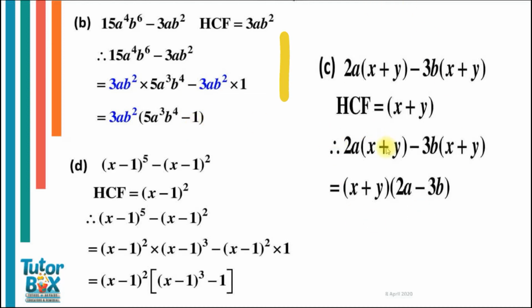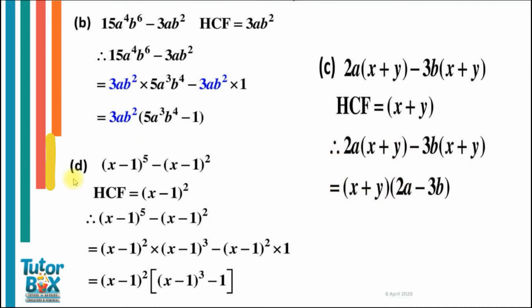Then for c, quickly, we have 2a(x plus y) minus 3b(x plus y). The highest common factor is x plus y. One that's common here is x plus y, and the other one that's common there is x plus y. 2 is not really common because if you divide the 3 by the 2, you're going to get remainders and decimals, so we don't want that. If I take out my x plus y, for the first term, dividing by x plus y, I'll be left with 2a, and here I'll be left with minus 3b. That is my final answer. Do you see that for factorization, the answers are actually in brackets?